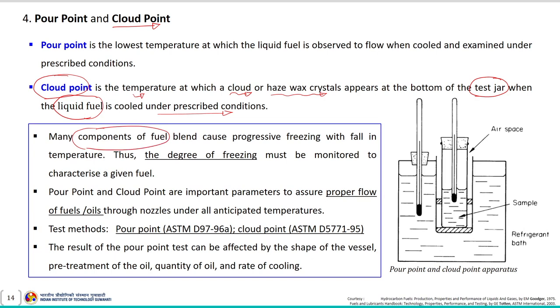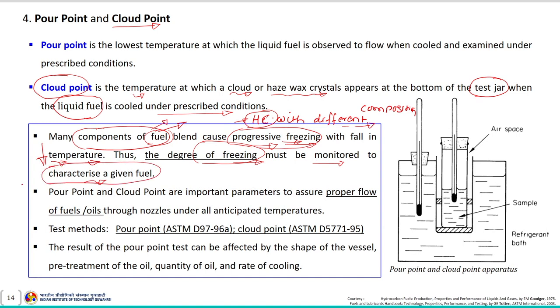Many components of the fuel blend cause progressive freezing with a fall in temperature. If you recollect, just a few slides back, we discussed the petroleum-derived liquid fuel and the biomass-derived liquid fuel. And this liquid fuel is a mixture of large hydrocarbons with different compositions. Because of this vast difference in composition and the various components present in this liquid fuel, some of the components of the fuel blend may cause progressive freezing with a decrease in the temperature. Thus, the degree of freezing must be monitored to characterize the given liquid fuel.